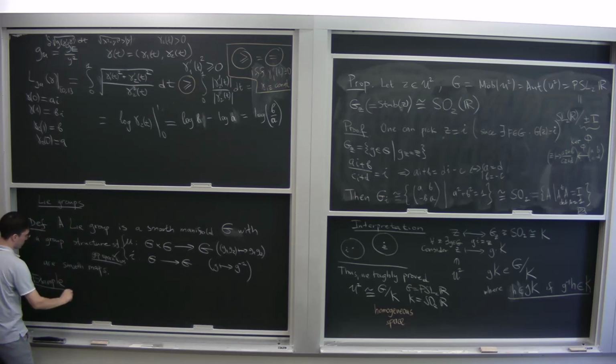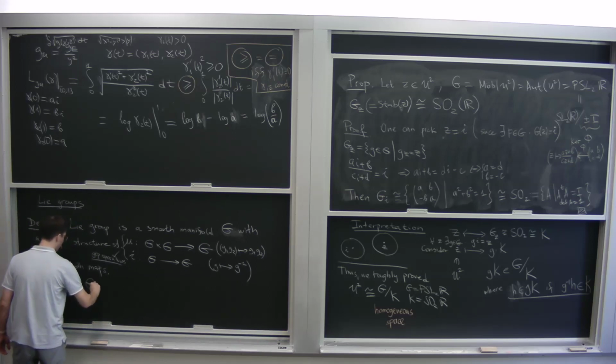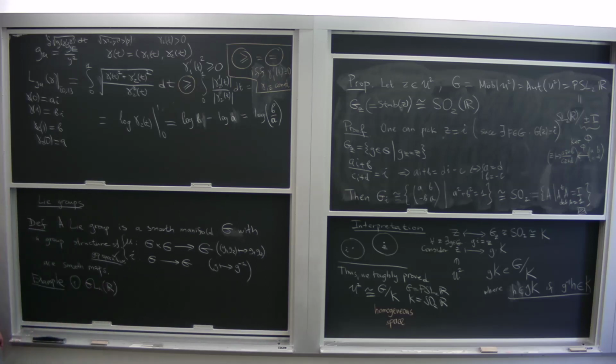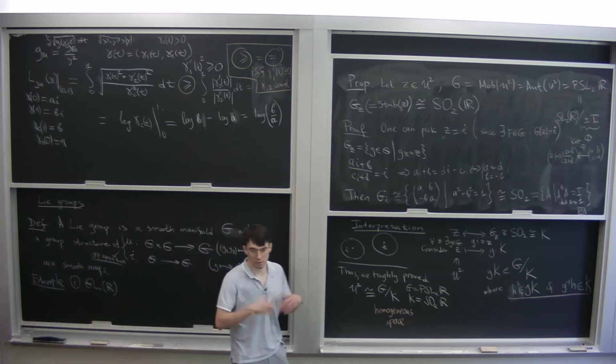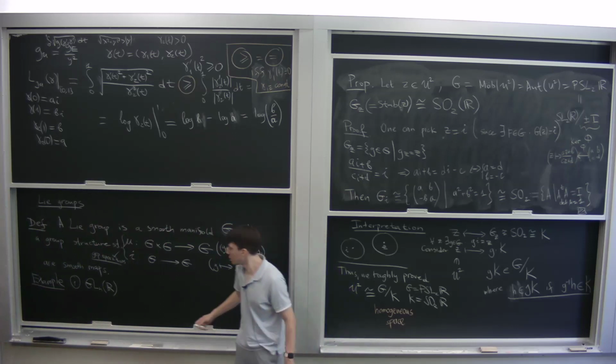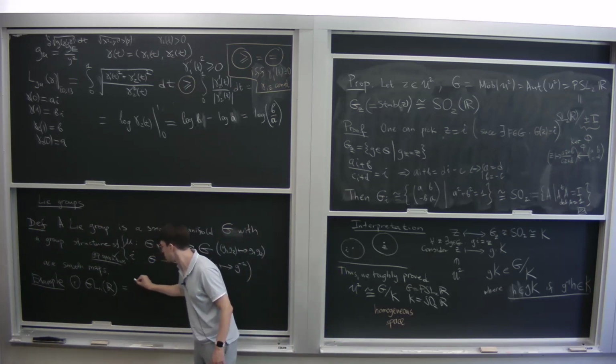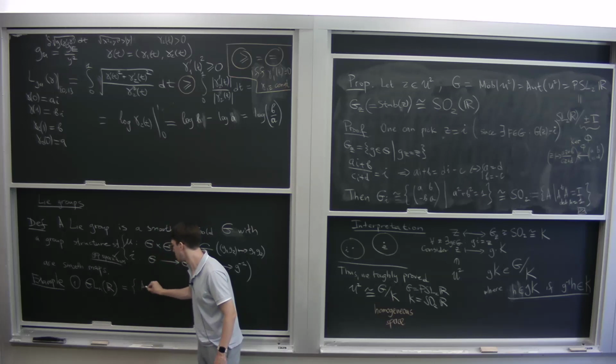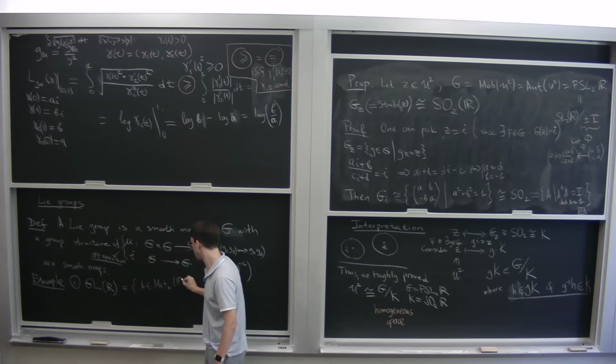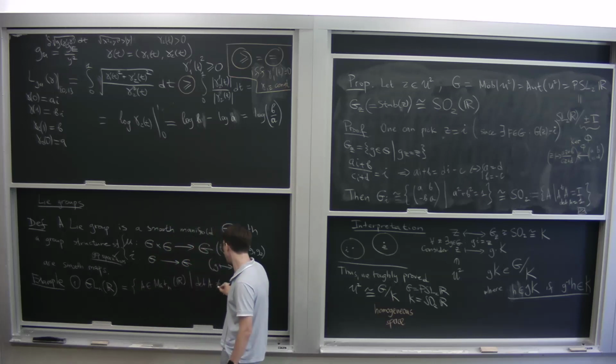So the first example is definitely GLn, right? Let us consider right now real Lie groups, but in fact, any complex Lie group can be considered as a real Lie group of just the dimension 2n. So GLn(R), right? It is the set of square matrices such that the determinant is not equal to 0.